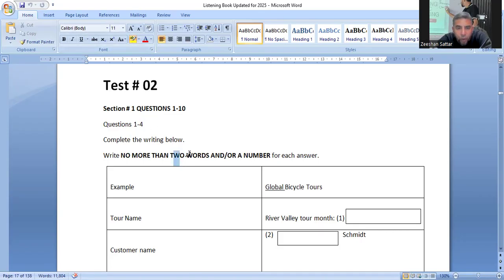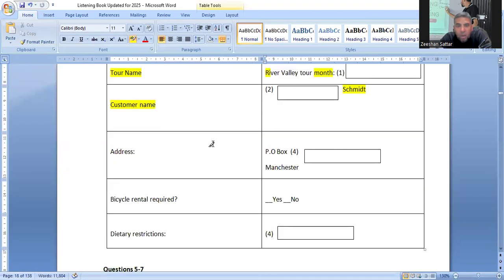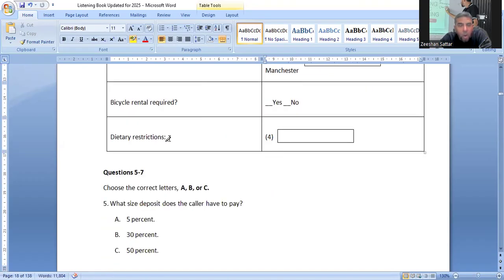Question number 1 to 4, 2 words and a number, 2 words or a number only. So 4-5 correct answer options हैं. 1 word correct answer, 2 word correct answer, 1 word and a number correct answer, 2 words and a number correct answer. Only a number is a correct answer. Finger on the tour name, River Valley tour is in the month. So finger should be on the, pencil should be on the month. Customer name, finger, pencil on the blank. Address, finger, PO box, pencil. So now dietary restriction, kya nahi khana hai, finger, and pencil will be in point number 4.